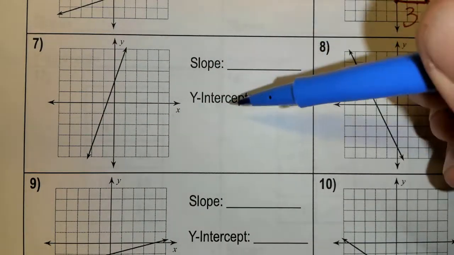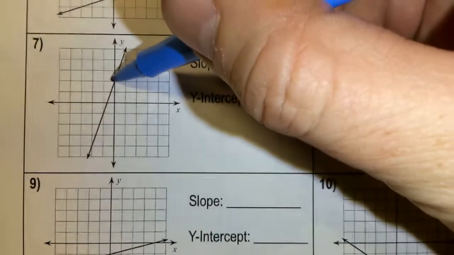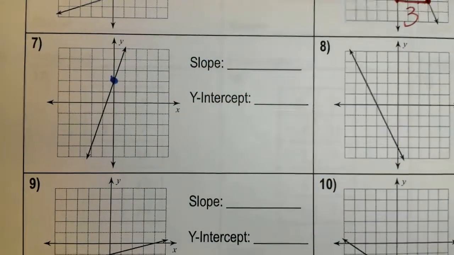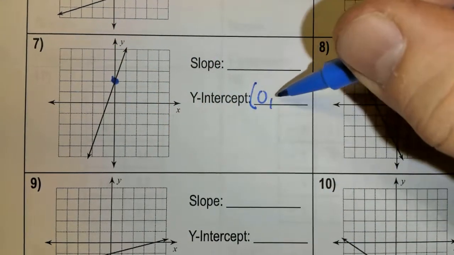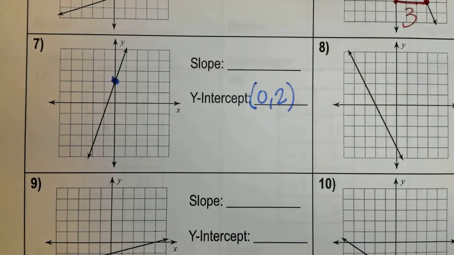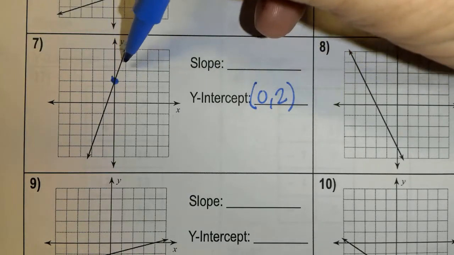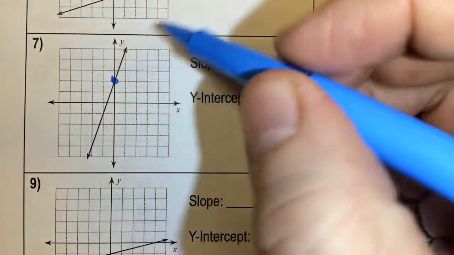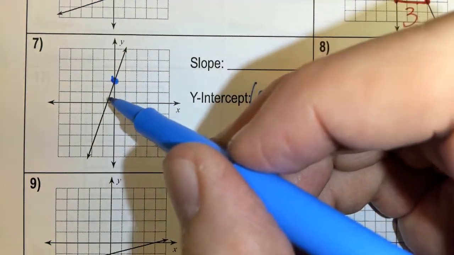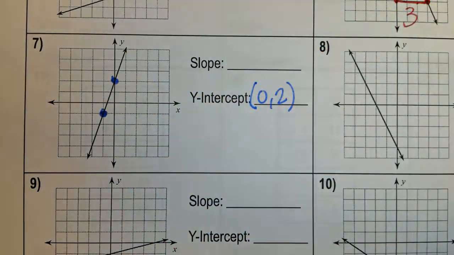Number 7. Y-intercept. I look at the y-axis, it crosses right here. That is 2. So I have (0, 2). And I find another point. So notice if I go to the right, that would be a point right there. But if you're unsure, that's fine. Let's go the other direction. There's a clear point right there.